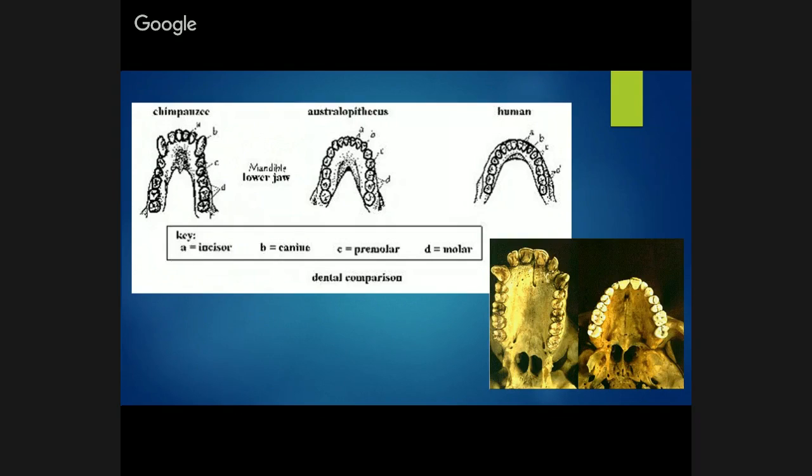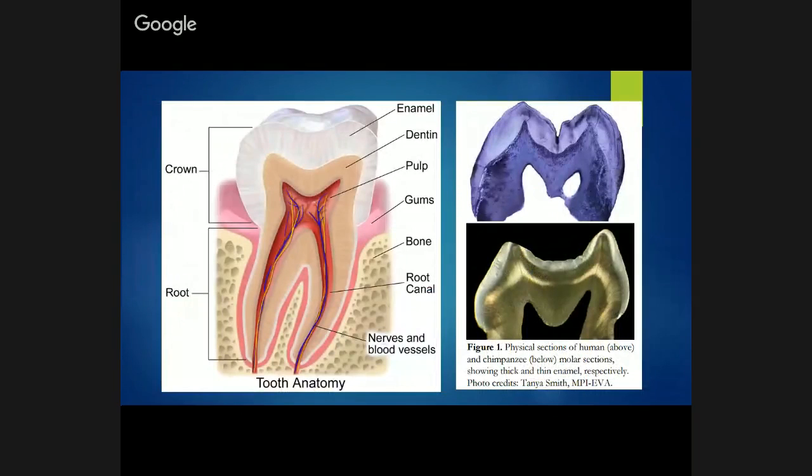So, what would account for this difference in size? I'll get to this question in a minute.